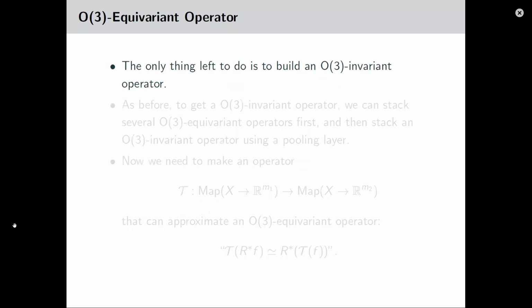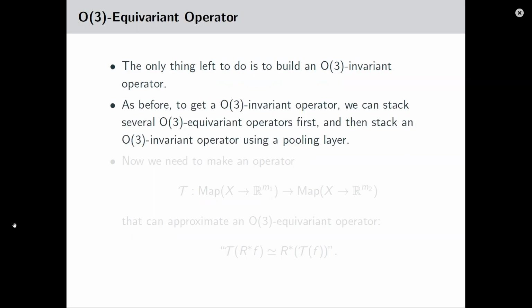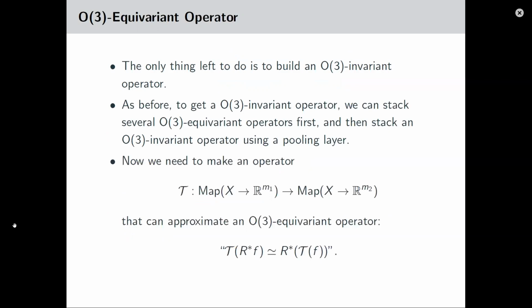Right, so so far, we have kind of achieved translational and subdivision invariance. So the only thing we need to do is to find an O3 invariant operator. As we did before, we will stack multiple O3 equivariant operators first, and then add a pooling layer, such as a maximum pooling layer or average pooling layer. Therefore, we will make an operator T to approximate an O3 equivariant operator. And I will use a graph neural network, GNN for short, for this purpose.